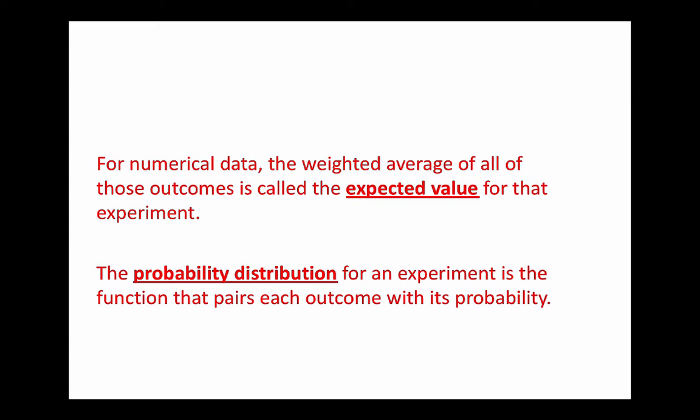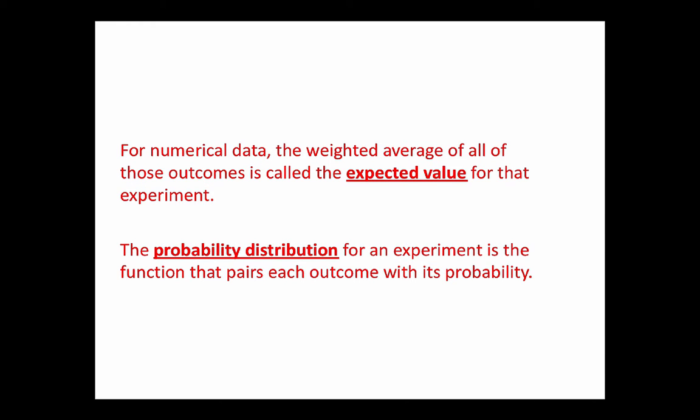For numerical data, the weighted average of all the outcomes is called the expected value for that experiment. Now, the probability distribution for an experiment is the function that pairs each outcome with its probability. So we're going to combine these two, so we don't need to know all of the data, we just need to know its probability to help us calculate the expected value.